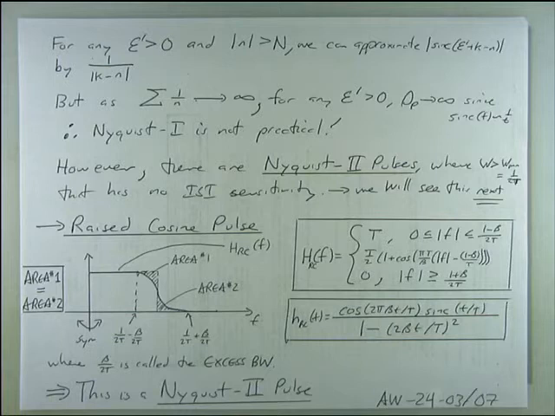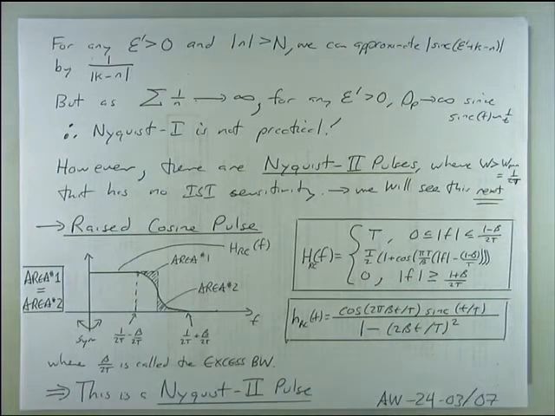Flat. So what the Nyquist-II condition essentially means is, if you have the frequency representation of an impulse response, and you take it and its folded spectra copies that are modulated to the next period, right? So 1 over T, and you add across, you get a flat result. Raised cosine pulses. Wonderful.